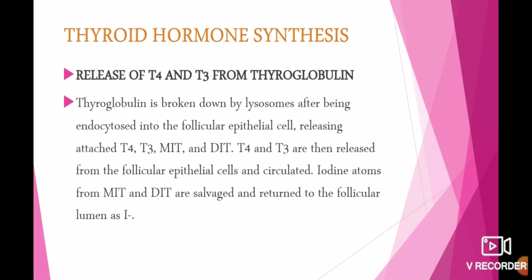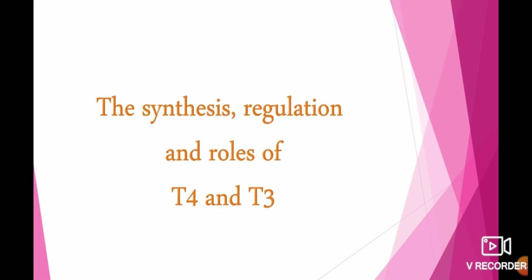Release of T4 and T3 from thyroglobulin: it is broken down by lysosomes after being endocytosed into the follicular epithelial cell, releasing attached T4, T3, MIT, and DIT. The T4 and T3 are then released from the follicular epithelial cells and circulated. Iodine atoms from MIT and DIT are salvaged and returned to the follicular lumen as I minus.